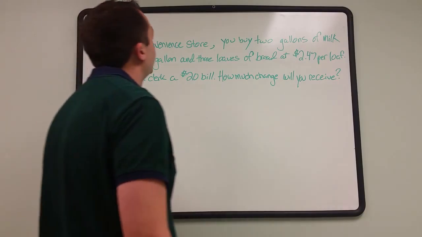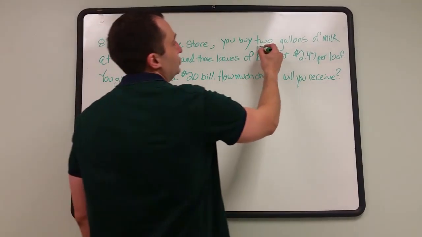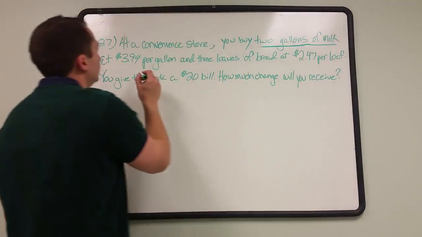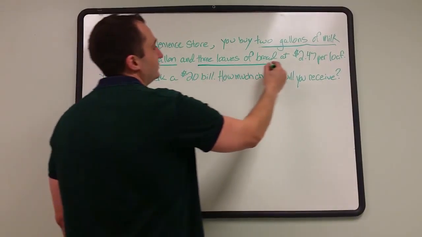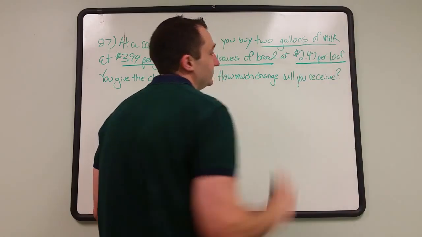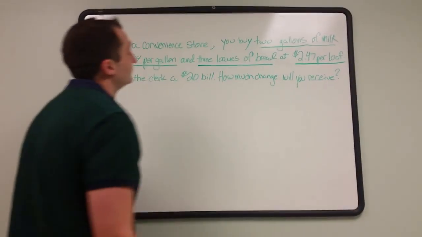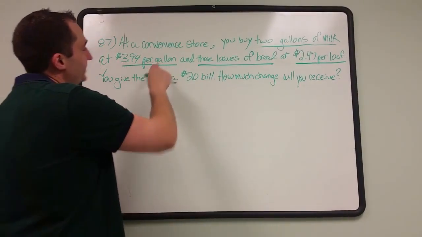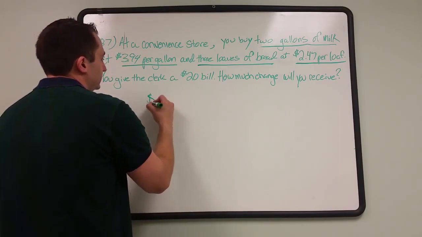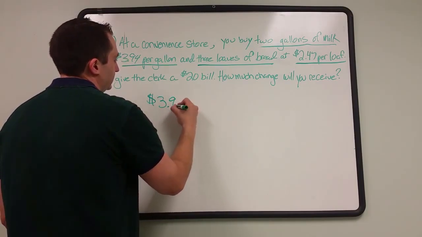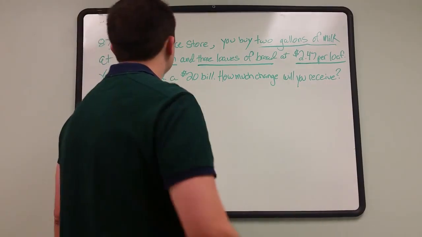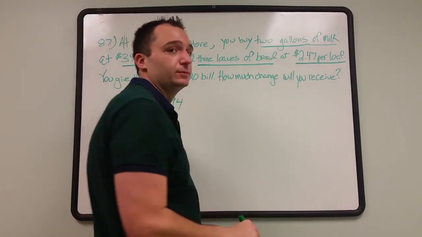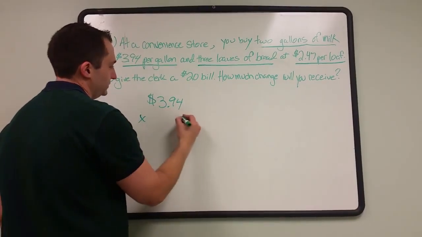The keys to this problem are that you buy 2 gallons of milk, which is $3.94 per gallon, and 3 loaves of bread at $2.47 per loaf. So the first step would be to take your $3.94 per gallon and multiply that by how many gallons of milk you bought. You would multiply that by 2.